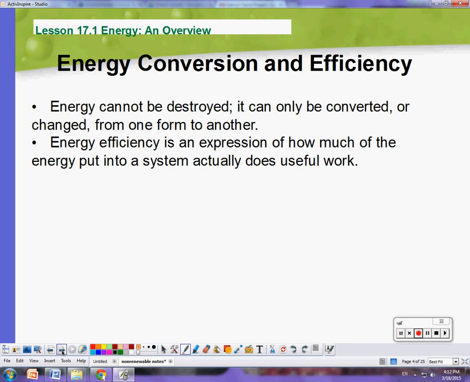Energy efficiency is an expression of how much energy is put into the system versus how much work it actually ends up doing. So when we're looking at a solar power, we know how much work is in there, but we don't know how much it's giving us.